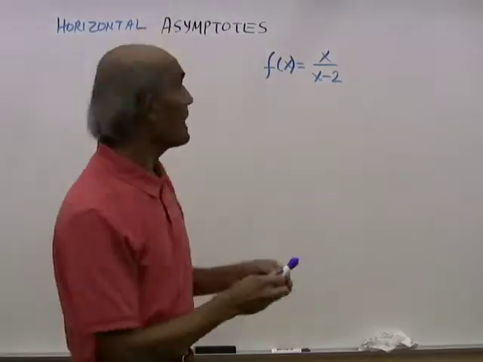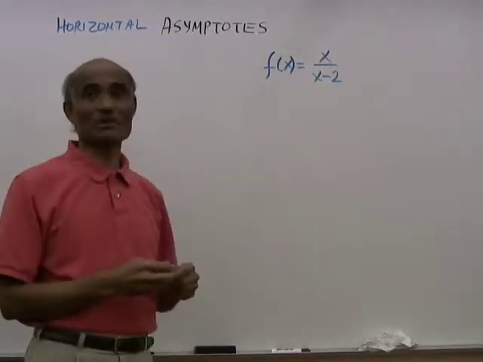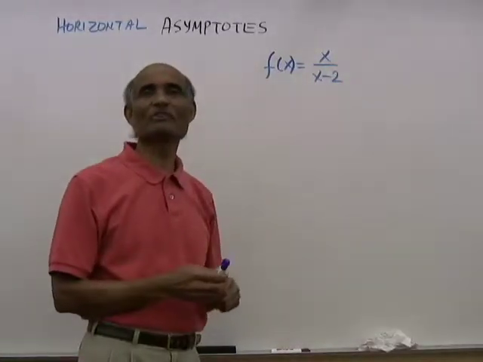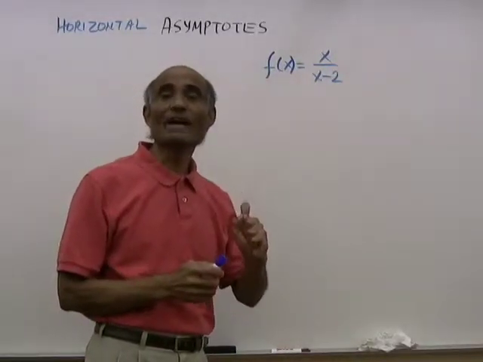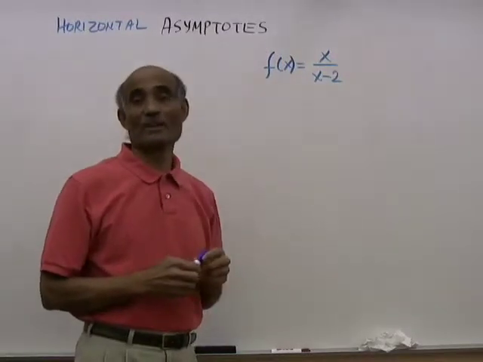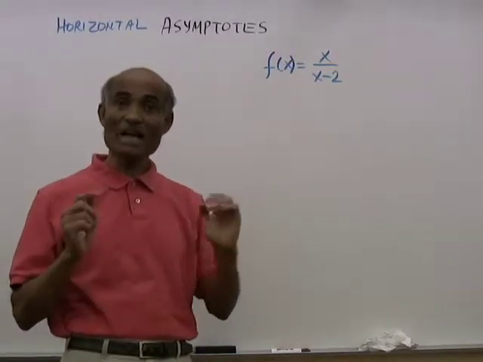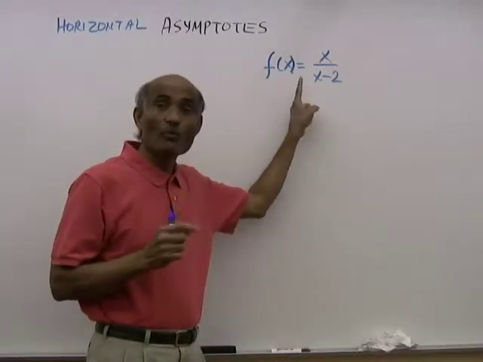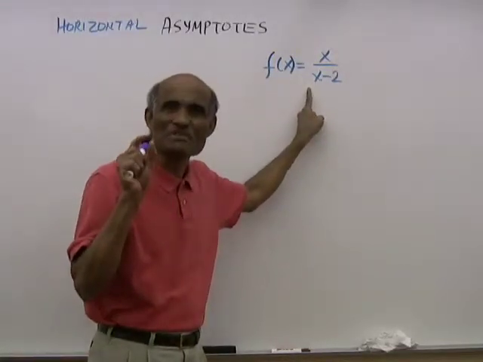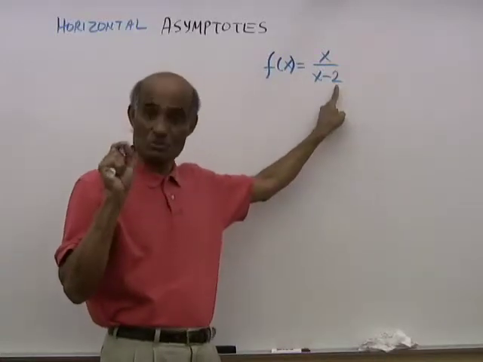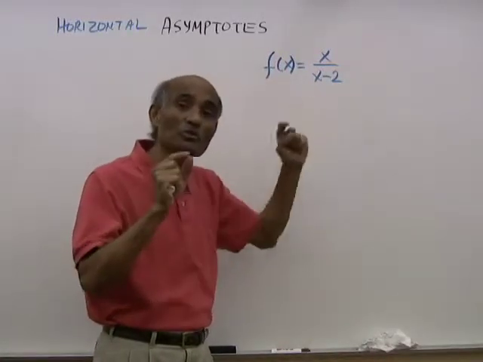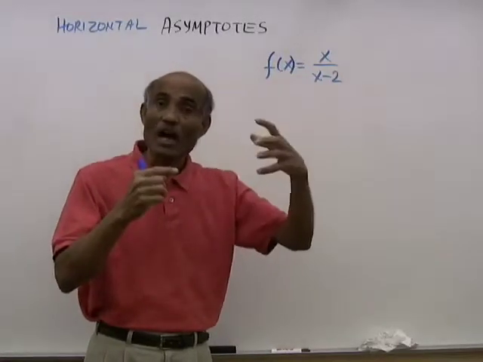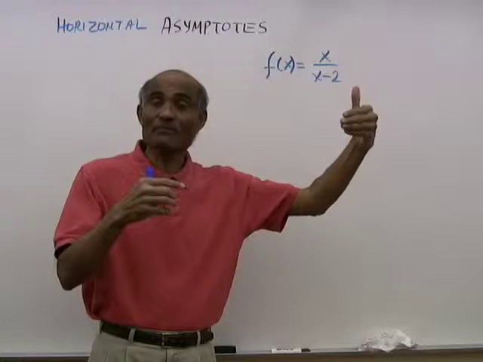Now, how about the horizontal asymptotes? Now, we look at the same function, f of x equal to x over x minus 2. Now remember, in the case of the vertical asymptote, we looked at the behavior of the function when x approached a specific value, in this case 2, when x approached 2 from the left or from the right. And how did the function behave?